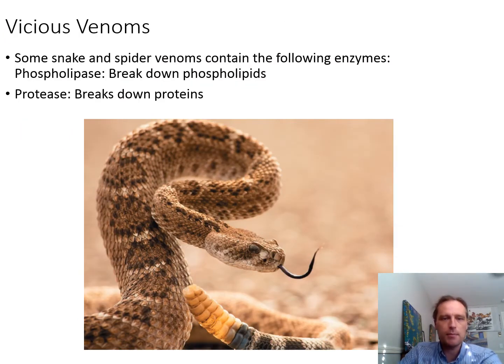Vicious venoms. Some snake and spider venoms contain the following enzymes. Phospholipase. So phospholipase, that "ase" is a root word that means enzyme. We'll get to that in a later chapter. Phospholipases break down phospholipids. So phospholipids make up the membrane of every single cell, whether it's a bacteria, a plant, an animal, all animals for sure.